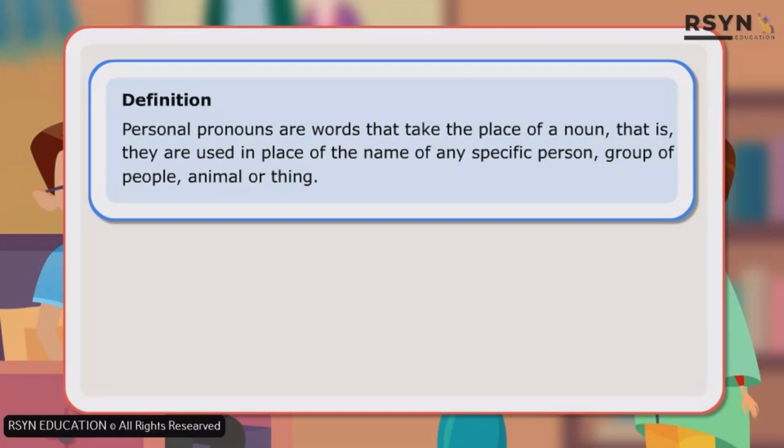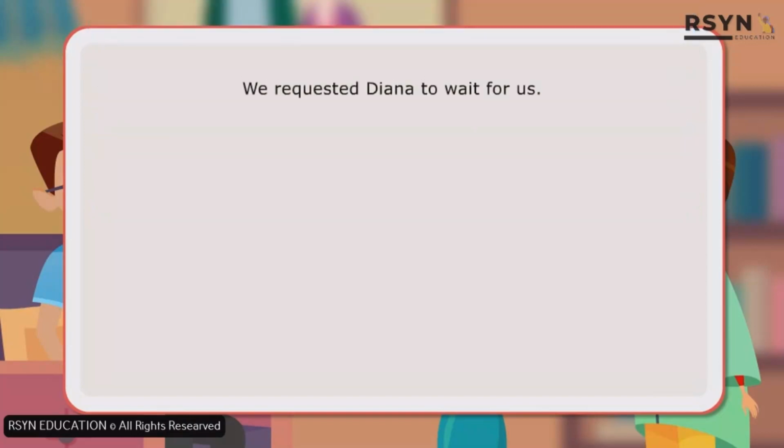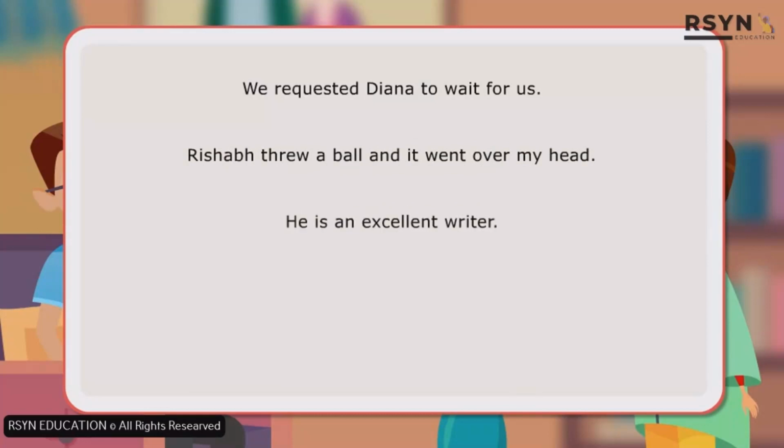Let us look at few sentences. We requested Dinah to wait for us. Rishabh threw a ball and it went over my head. He is an excellent writer.